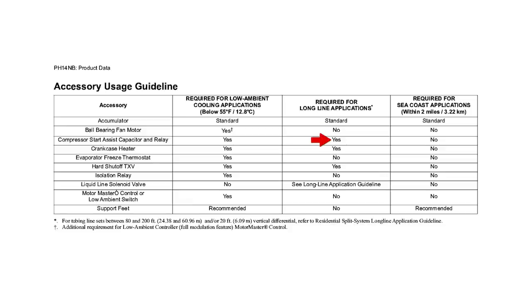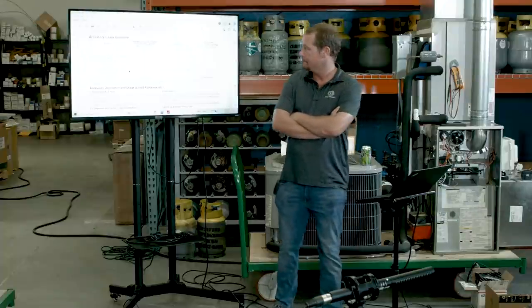Compressor start assist capacitor and relay. Why would we want a compressor start assist capacitor and relay in a long line application? So you need a little more power. But why? More refrigerant to move. More refrigerant to move? Sure. I mean, that's really what it comes down to. You have a lot more that you're pushing against when you try to start.